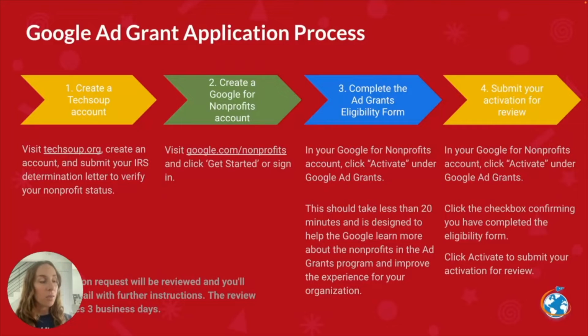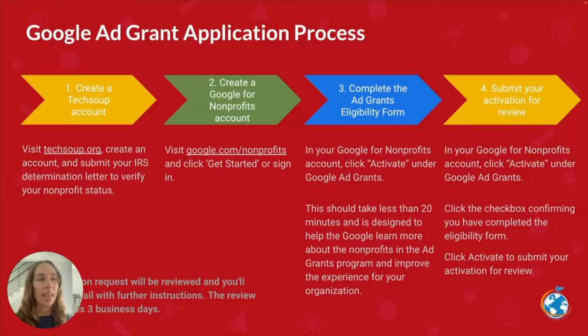And then after that, you will create a Google for Nonprofits account. It's a little bit different than Google Ad Grants. Google for Nonprofits is just the hub where you actually complete your application. Creating a Google for Nonprofits account is pretty much instantaneous. And then after that, you'll go into Google for Nonprofits and you'll complete an eligibility form. Again, this should take 20 minutes or less, maybe even less than 10 minutes. It's really just designed to give the Google Ad Grants team more information about the grantees that are in the program. So again, it won't have any bearing on whether you actually get the ad grant.